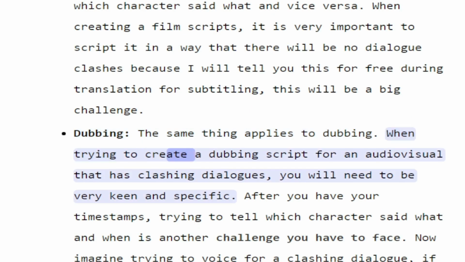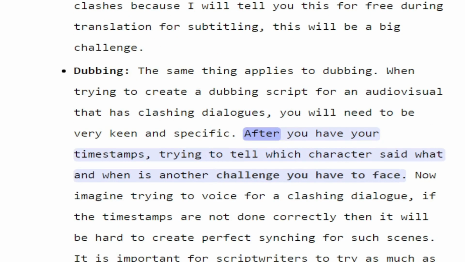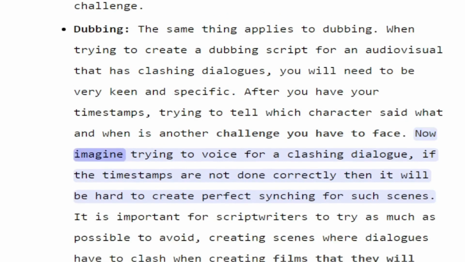Dubbing. The same thing applies to dubbing. When trying to create a dubbing script for an audiovisual that has clashing dialogues, you will need to be very keen and specific. After you have your timestamps, trying to tell which character said what and when is another challenge you have to face. Now imagine trying to voice for a clashing dialogue. If the timestamps are not done correctly, then it will be hard to create perfect syncing for such scenes.